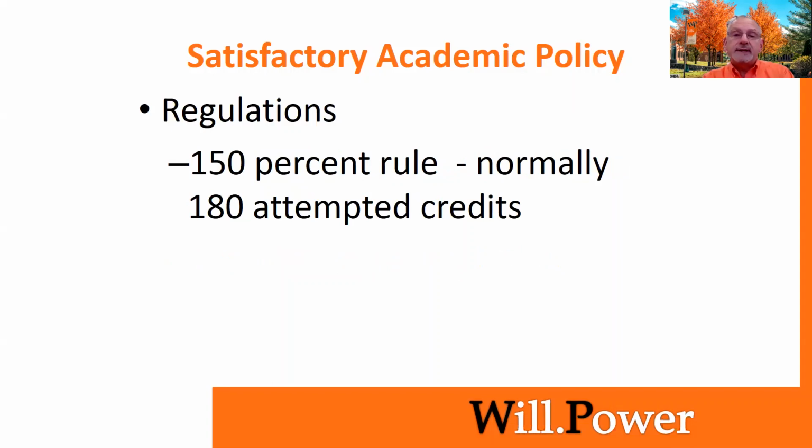There's also the 150% rule. This is when, later in your academic career, if you spend too much time at the university, you may run out of financial aid. Normally it takes 120 credits to graduate, and the 150% means that if you attempt 180 credits, you are no longer eligible for financial aid.